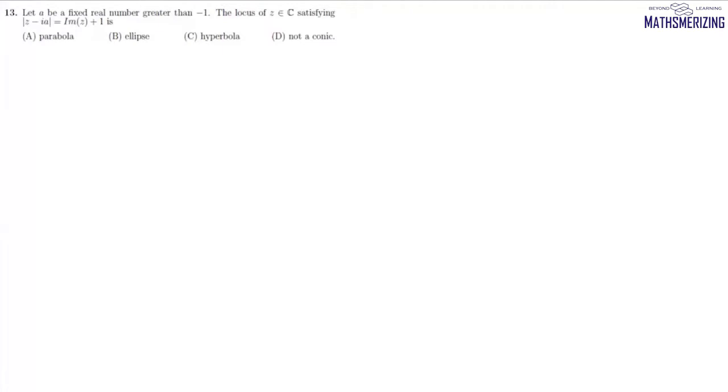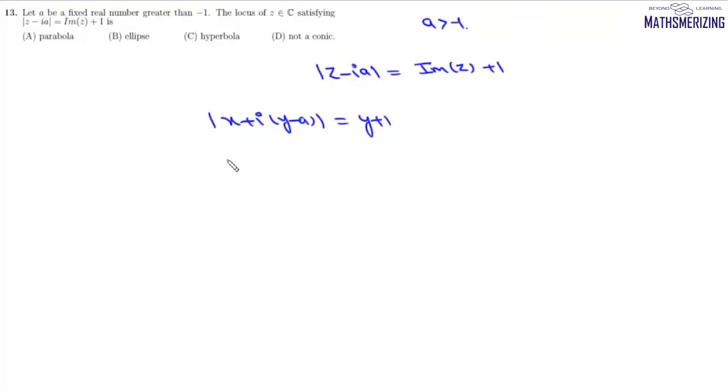Now question number 13 is, let a be a fixed real number greater than minus 1. So a is greater than minus 1. We need to find the locus of z satisfying mod of z minus iota a is equal to Im z plus 1. Now we'll take z as x plus iota y. So it will be x plus iota (y minus a), and it will be equal to y plus 1. Now the modulus is square root of x square plus (y minus a) whole square, and here will be y plus 1.